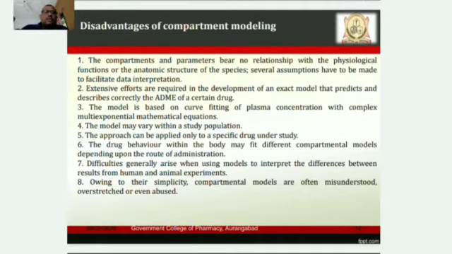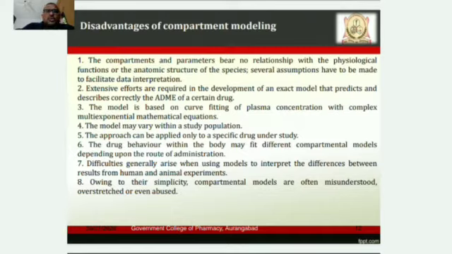Now we'll see the disadvantages of the compartment model. The compartment model and its parameters bear no relationship with the physiological function or the anatomical structure of the species. Several assumptions have to be made to facilitate data interpretation. Extensive effort is required in the development of an exact model that predicts and describes the correct absorption, distribution, and metabolism, that is the ADME, of a certain drug.